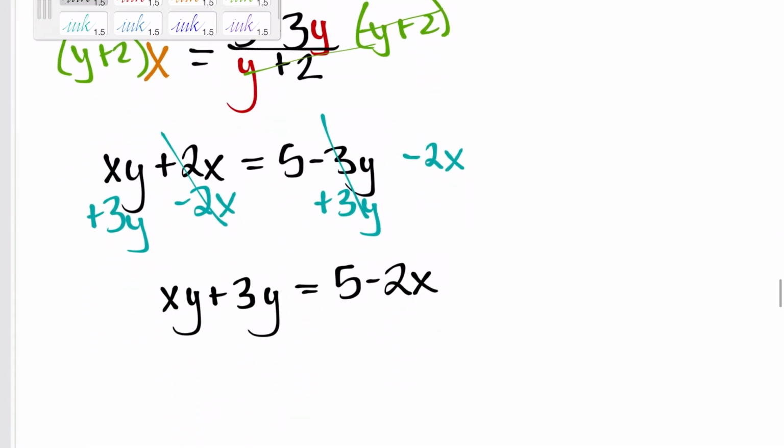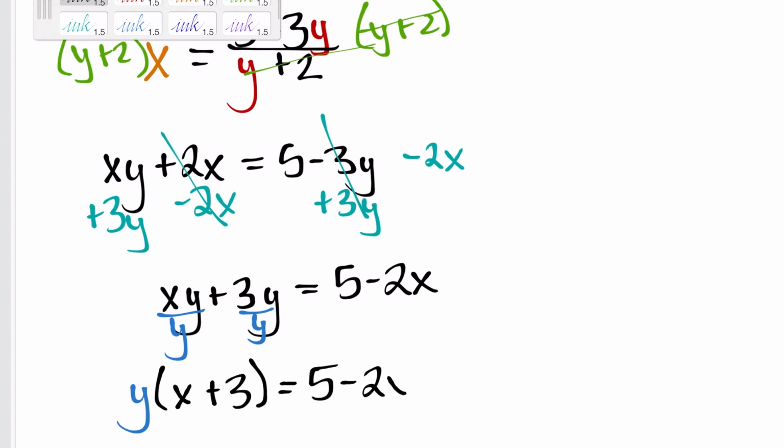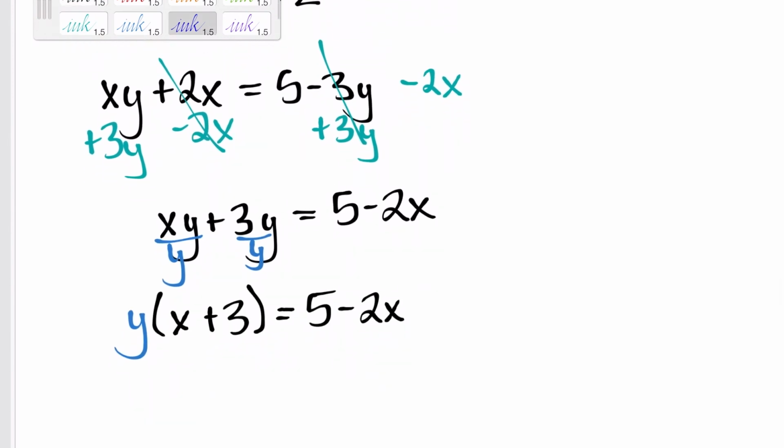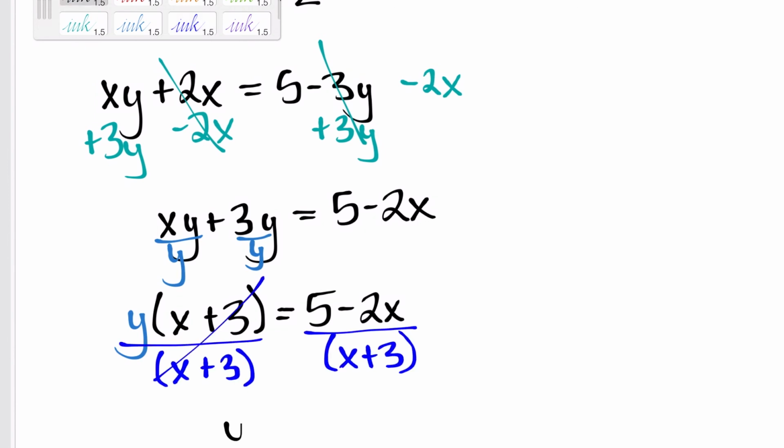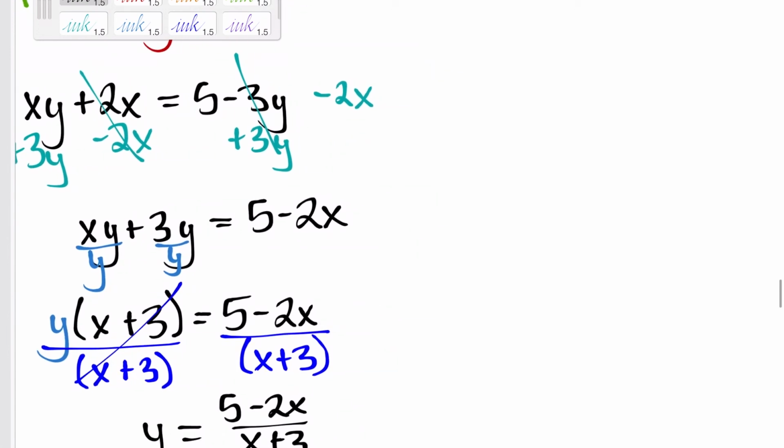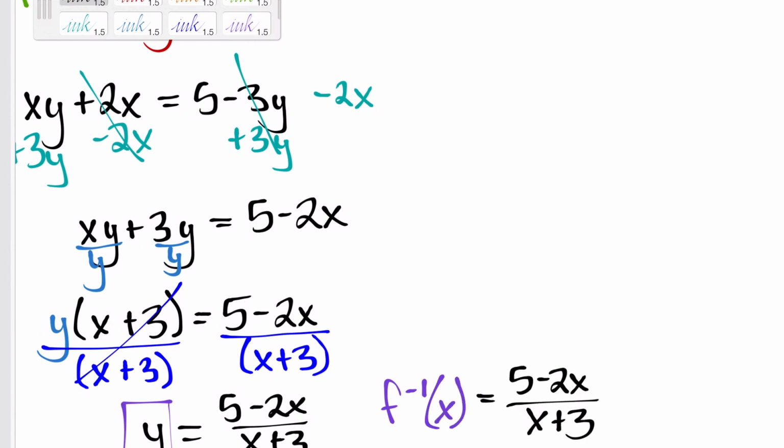I now notice that I have a y in common for both of these terms, so I'm going to take the y to the outside, like a GCF, because it is a GCF. Now that I just have the one y, I'm going to divide over the stuff that isn't y. And so I now know y is equal to this fraction. Now that my y is alone, my last step is to change out my y for my f inverse of x. And we are finished. Ta-da!